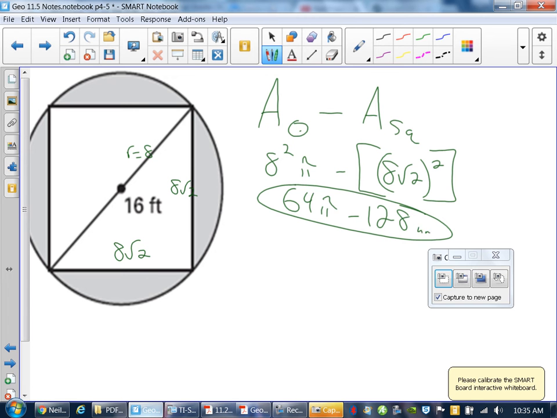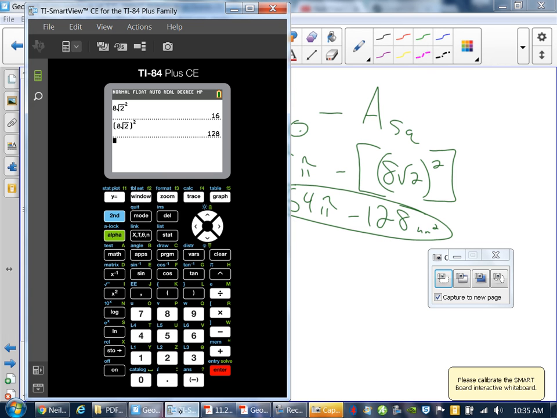So the exact answer would be 64 pi minus 128. But if I ask for the rounded decimal, I just type it in the calculator and press enter. I'll either say give me the exact answer, or give me rounded to the nearest hundredth. I'm trying to show you both ways today, just so you get in the habit of seeing it.